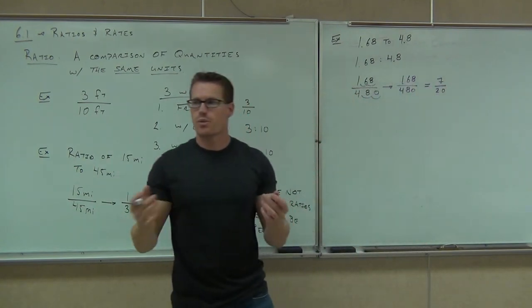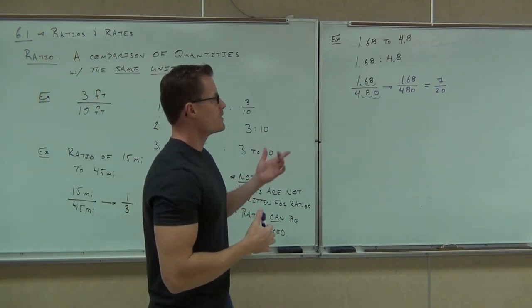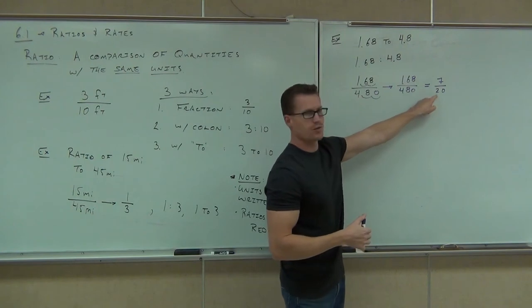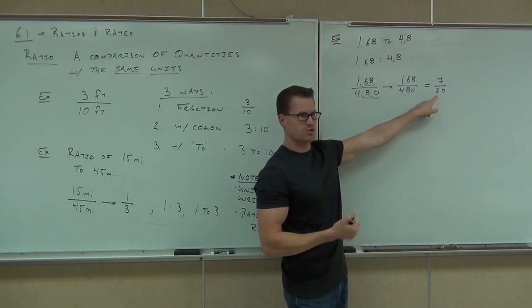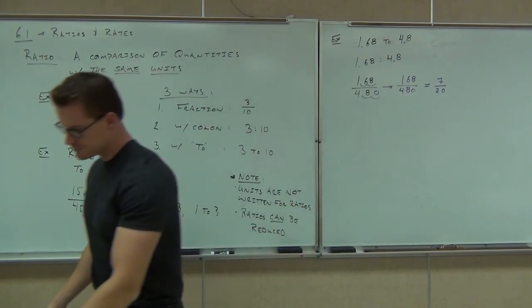So there's lots of different ways you can represent that ratio. In fact, could you write this a different way? Could you write that as 7 colon 20? Sure. 7 to 20? Absolutely. There's lots of ways you can represent our ratios.